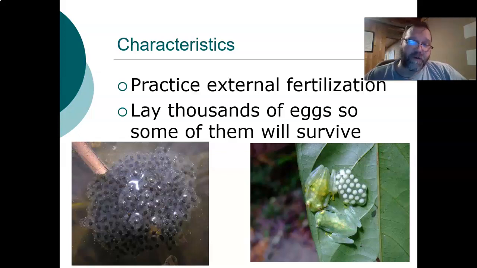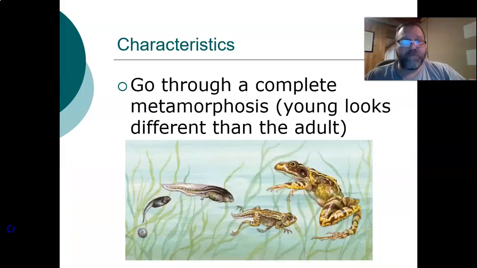So they practice with thousands and thousands of eggs, knowing that only a handful of them are actually going to survive. They go through a complete metamorphosis. That is, the young looks completely different from the old. So the young is not going to look anything at all like the adult frog. They don't look anything at all similar.